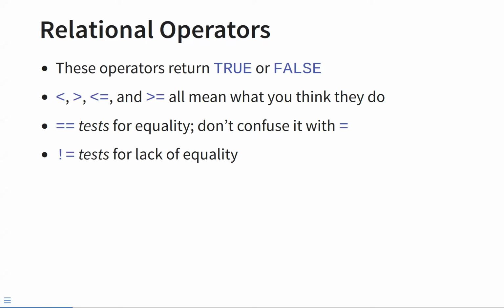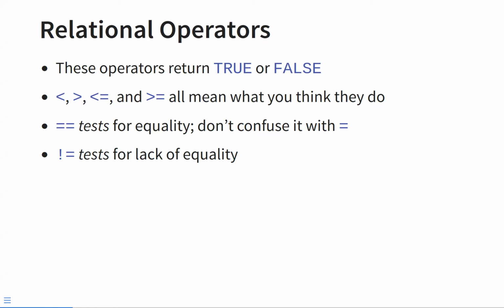The next set of operators we need to understand in R, after logical operators, are called relational operators. These operators also return true or false, and they're used to compare things. So less than, greater than, less than or equal to, and greater than or equal to all mean exactly what you think they do. They mean what they mean in mathematics. Double equals, on the other hand, is a test for equality. So double equals is going to return true if the thing on the left and on the right of the double equals are equal.